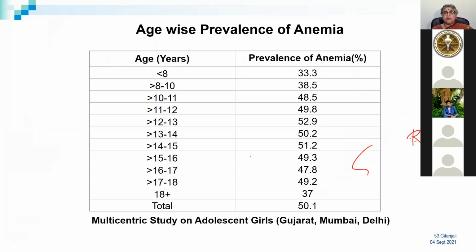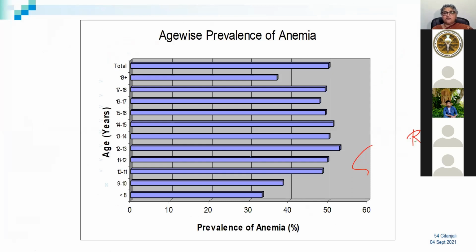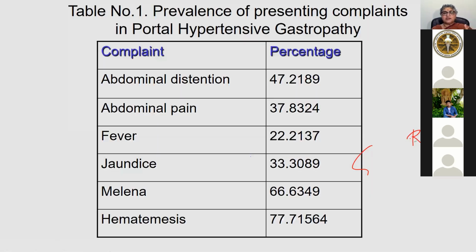So this is a table which you can see age-wise prevalence of anemia. And rather than having a table, if you have a chart, it is much better. You will know in one glance, you will be able to say which age group, 12 to 13, is having maximum prevalence of anemia.